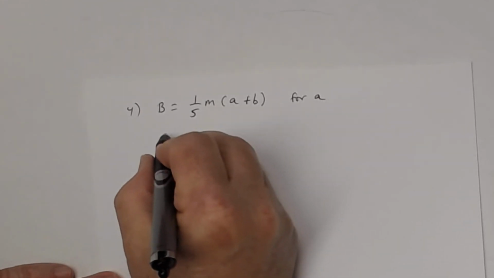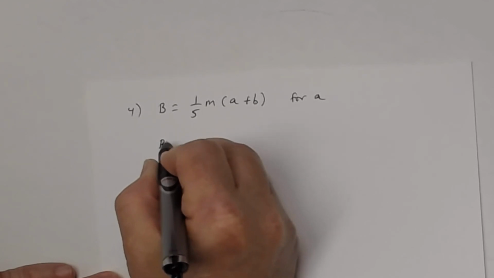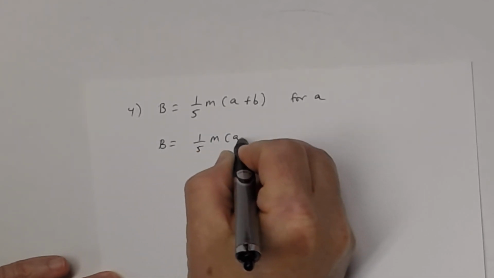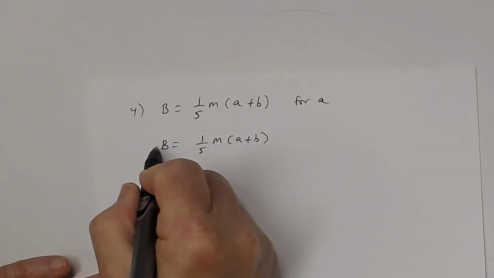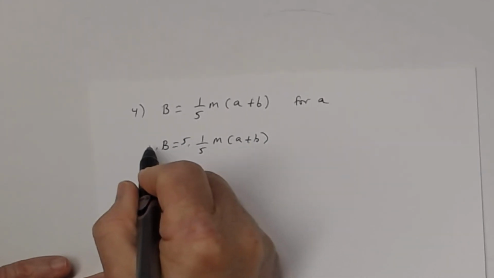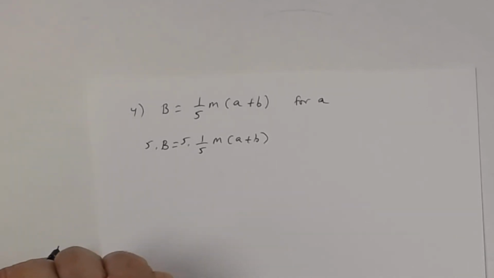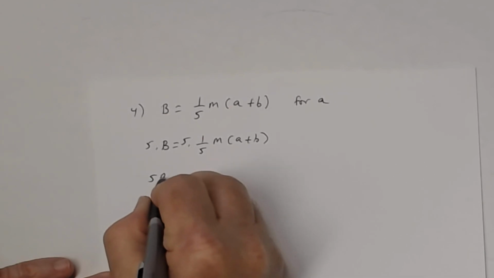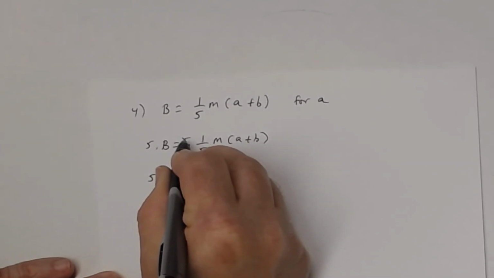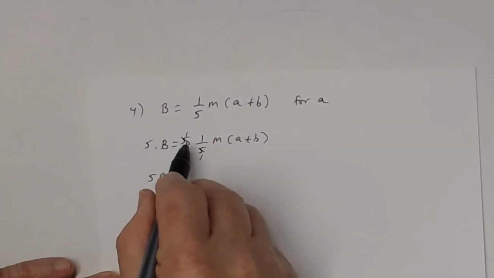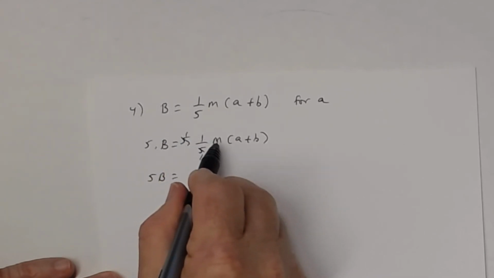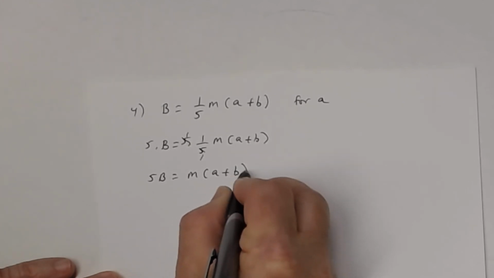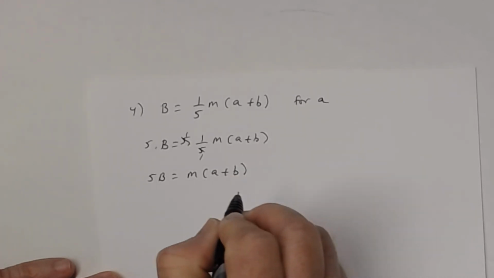Let's see what happens. So I get B equals, I'm just rewriting this over, 1/5 times m times a plus b. So I'm going to multiply both sides by 5. What you do to one side, you do to the other. And so I get 5 times B is 5B equals, and then 5 times 1/5, the 5's divide out. You have 1 times 1 is 1. 1 times m is m, so I have m times a plus b. Okay? Now that's where I'm at.